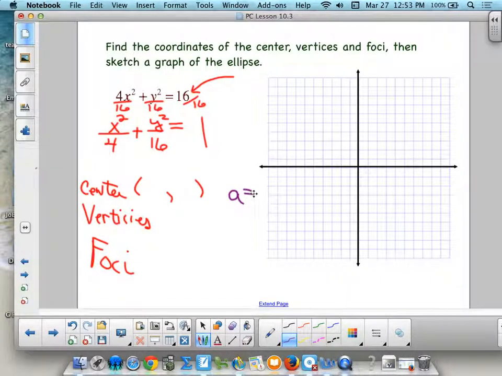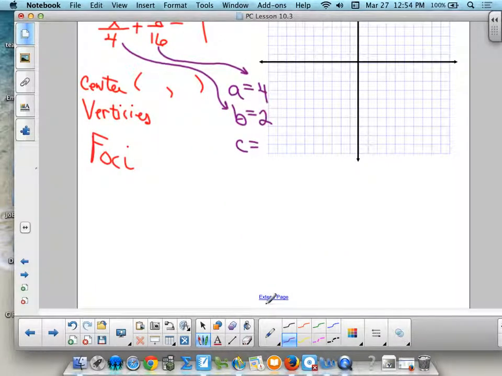16. Yeah, the bigger number. A comes off the major axis, so put it right there. What's it going to be? A is 4. Now B comes off the minor axis, so B is 2. We do need C. We will need C, guys, because C will help us find the foci. So we got to go find C. How do we find C?